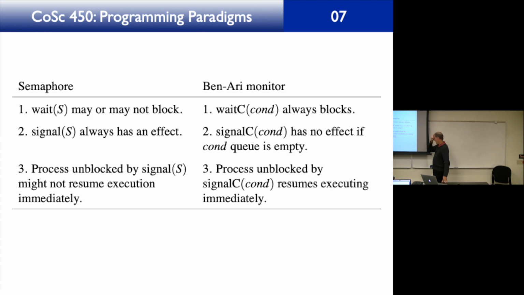We're going to contrast this binary monitor with other monitors, including the Java monitor, to see how things work in practice. But for now, let's just note that with the semaphore, the process unblocked by signal S might not resume execution immediately. Now, in the second column I have set up a binary monitor. There are several different kinds of monitors, and we're going to want to compare them. But with a binary monitor, the process unblocked by signal C resumes executing immediately.